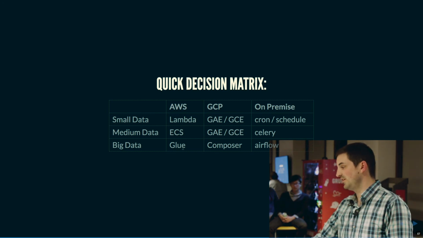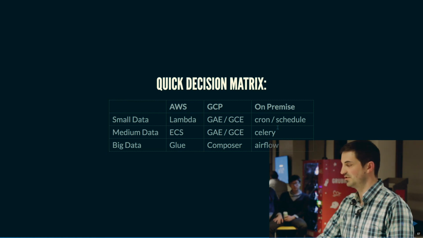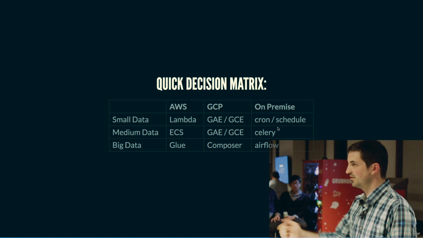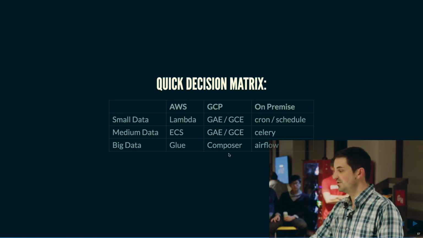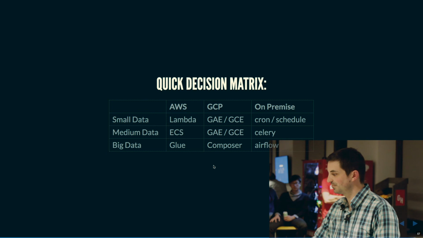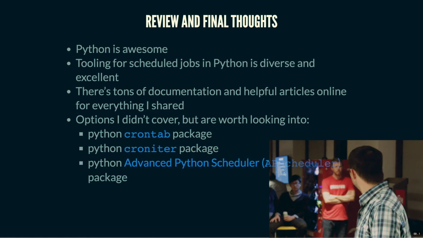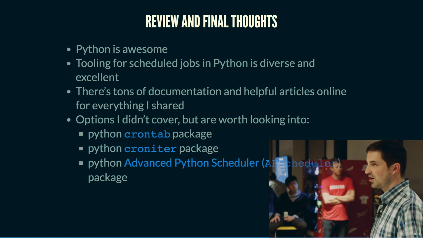If you're on GCP, that basically means you're on premise for small to medium data: you're just building a virtual server and creating cron jobs or using Celery maybe. Unless you want to do those complicated ETL DAGs that we talked about, then you've got Composer, which is Airflow but managed. Cool, so just to conclude, wrap up, summarize: Python is awesome.